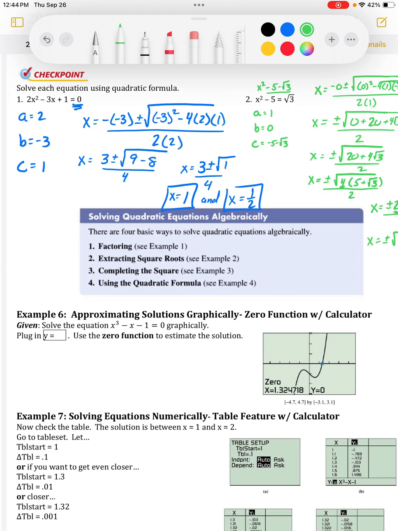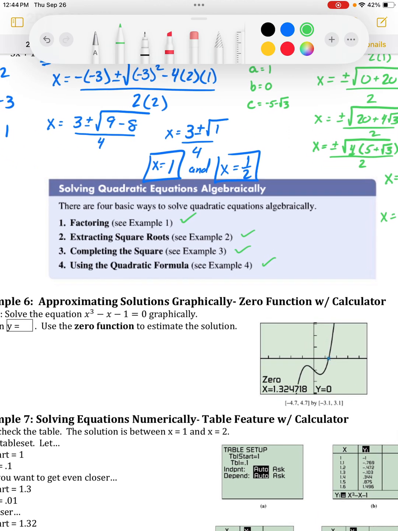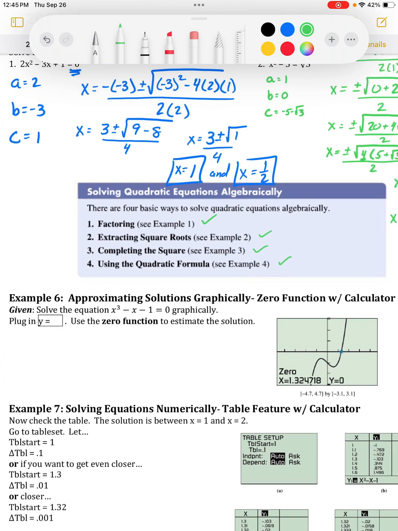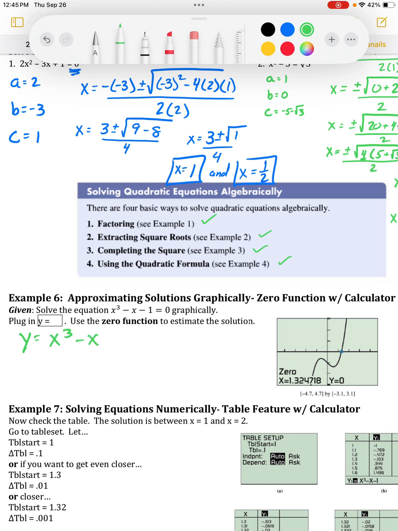Now solving equations algebraically, we can factor. We can extract square roots, complete the square, and we can use the quadratic formula. These are all the ways we can do it. We can also approximate using our functions on the calculator. So here, what we're going to do is go to y equals, and type in x cubed minus x minus 1.